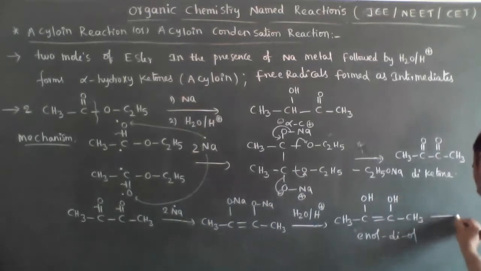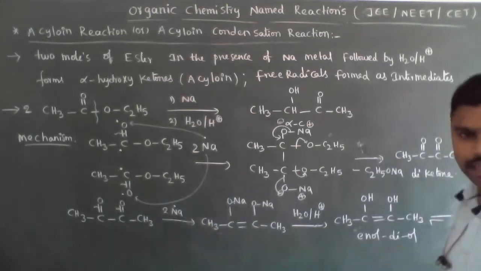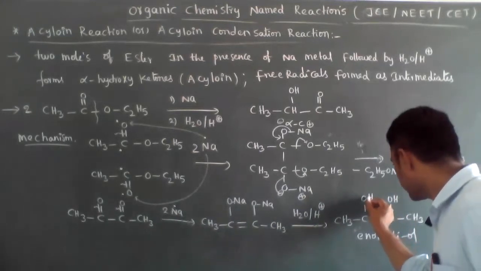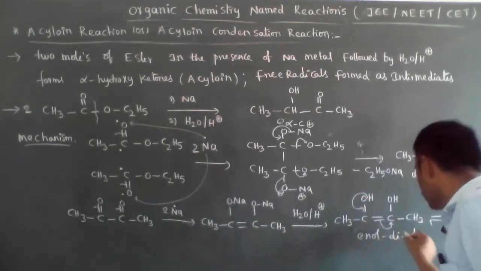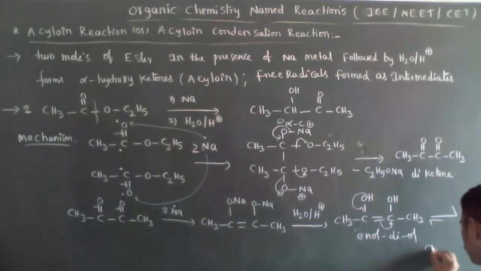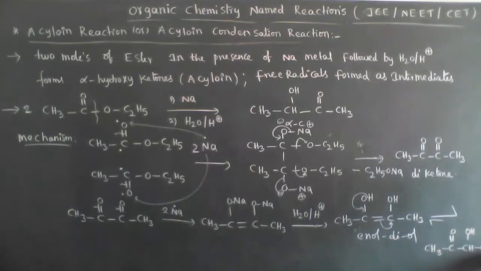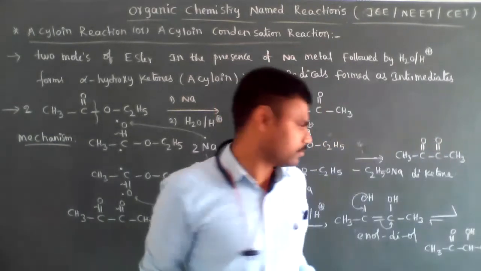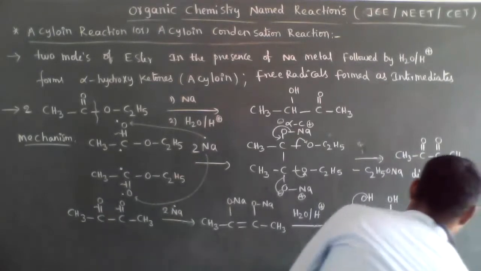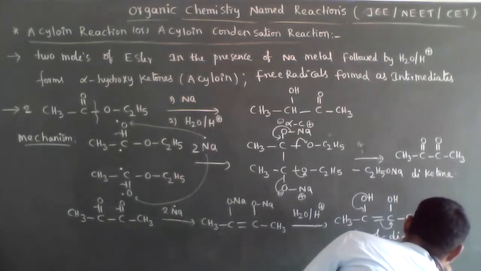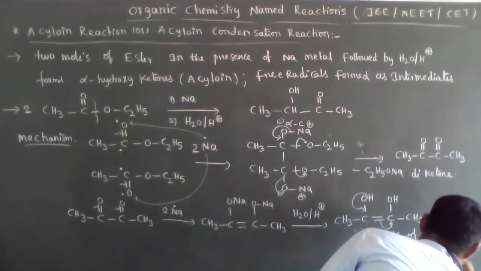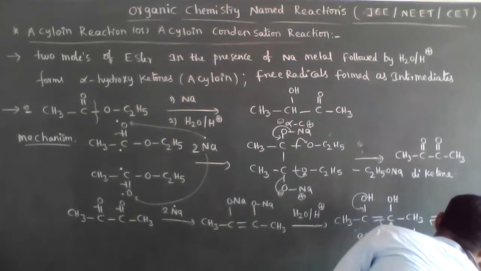This is rearranged and involves tautomerization. It will rearrange, meaning the enol form is converted into the keto form, which is known as keto-enol tautomerization. CH3C(=O)CH(OH)CH3 is known as an acyloin. The final product is CH3C(=O)CH(OH)CH3.